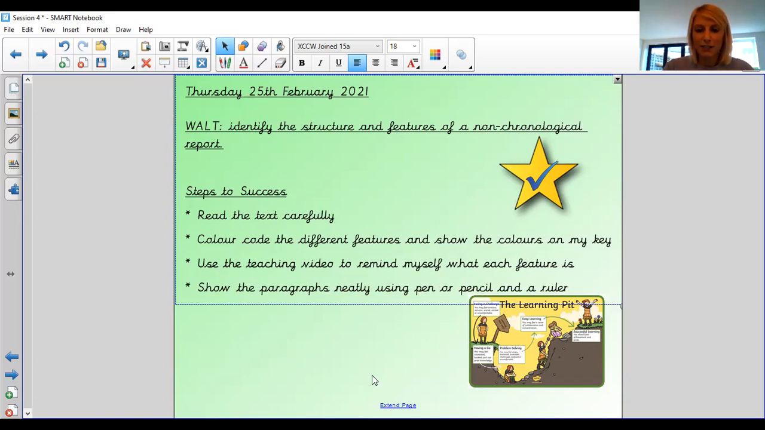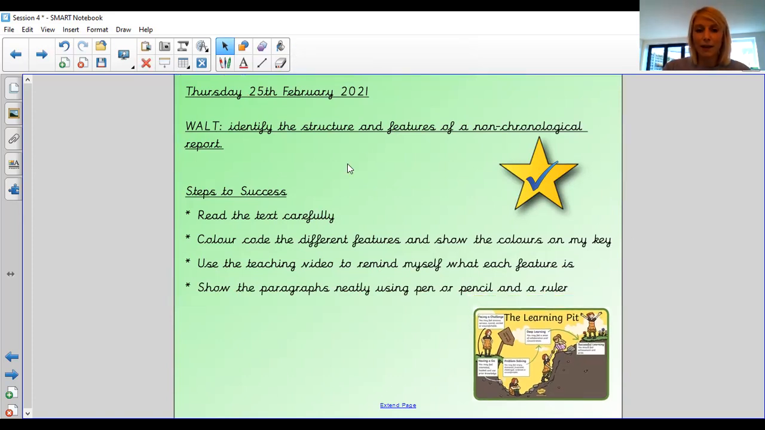So when you have finished today, don't forget to look back at the WALT and the steps to success. Do you think you've used those steps to success? Do you think you've met the WALT for today? And just leave us a learning pic to show us how you've got on. So all of the resources you need are on the daily plan for today. You don't need to do any writing into your exercise book. You can do it all straight onto the daily plan, okay?